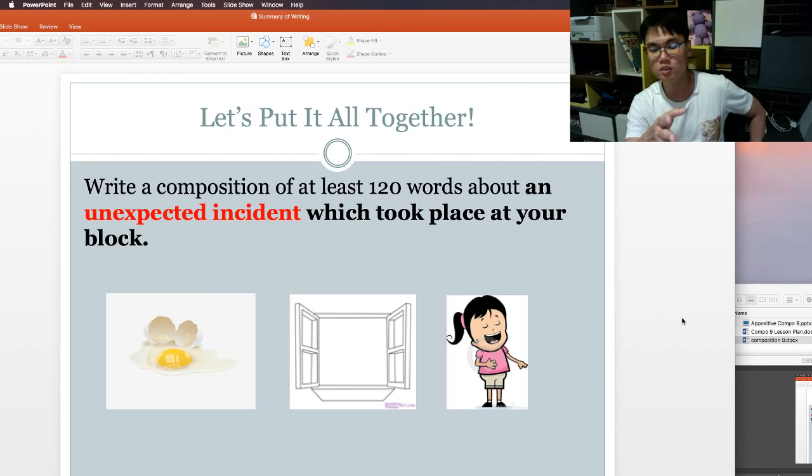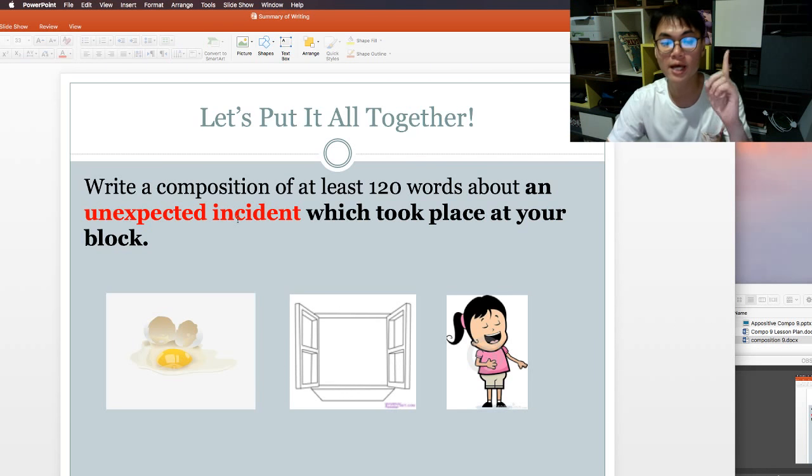So write a composition of at least 120 words, okay? But remember, I was saying about 250 would be a good number, about an unexpected incident. So everybody, it's an unexpected incident. Can you see I put this in red? So this is my theme. It has to be unexpected, right? It can't be something that I'm expecting will happen. If I write an expected incident, then I will fail this composition.